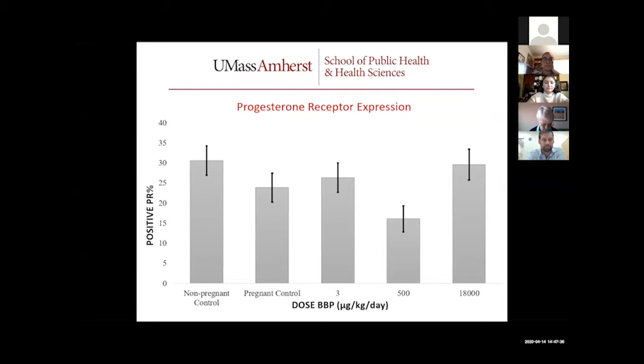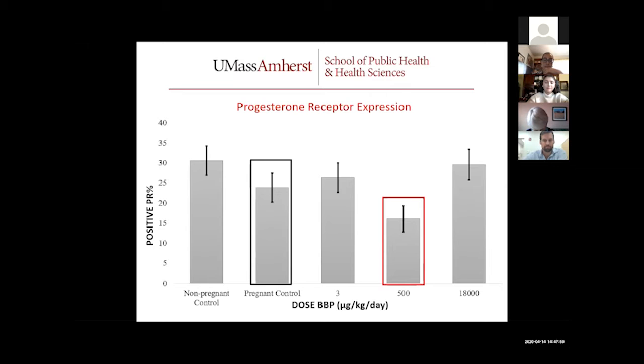Next, we evaluated progesterone receptor. So progesterone receptor is a key driver of ductal branching and expansion of ductal tissue. We can see here in this figure that the percent of cells positive for progesterone receptor is significantly reduced in the 500 microgram dose compared to those in the pregnant control. Now, this is pretty interesting considering the fact that we just saw in the previous figure that there was an increase in this ductal complexity.